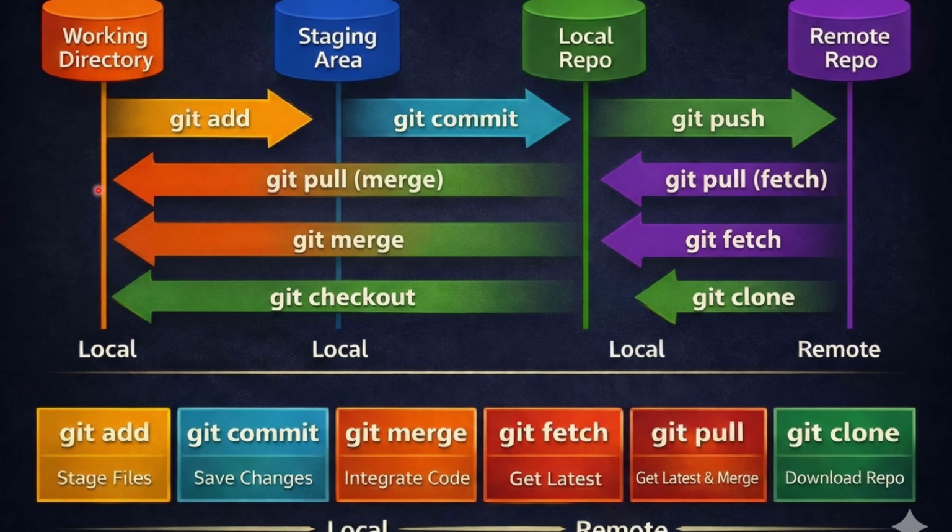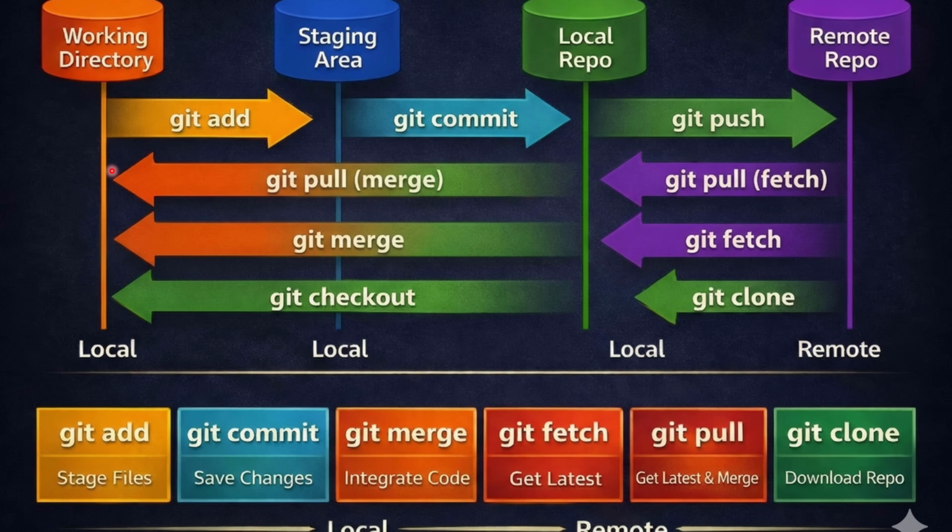Behind the scenes, when you execute a git pull command, it executes 2 commands. One is git fetch. It will bring the files from the remote repository to the local repository, and then it will execute the second command, which is git merge. Git merge will automatically merge those changes into your working directory. So behind the scenes, when you run git pull, it executes those 2 commands, git fetch and git merge.